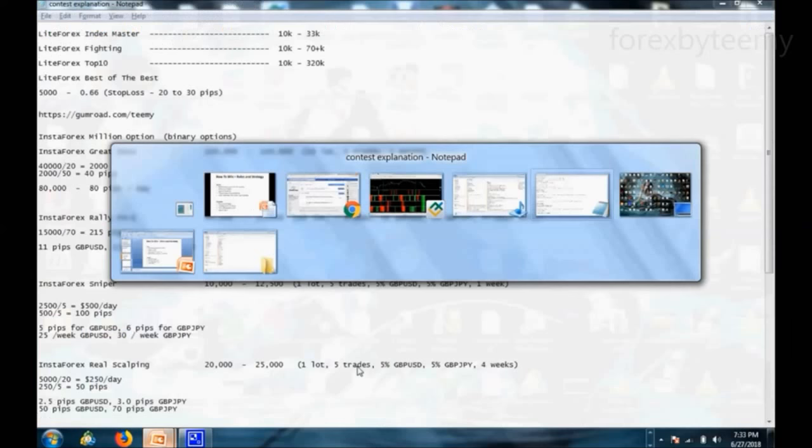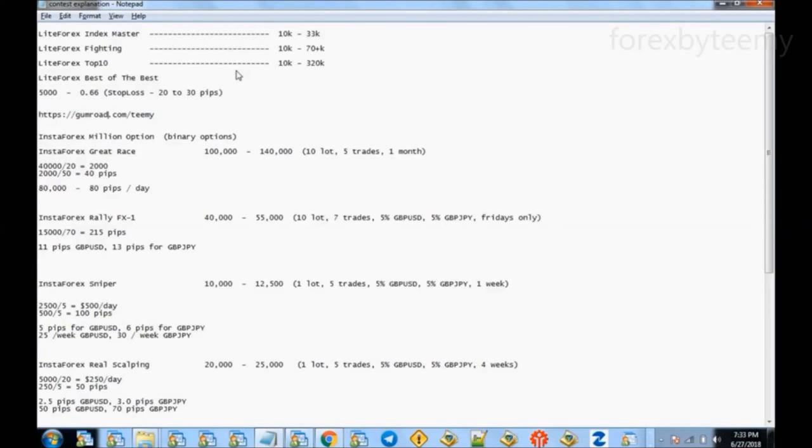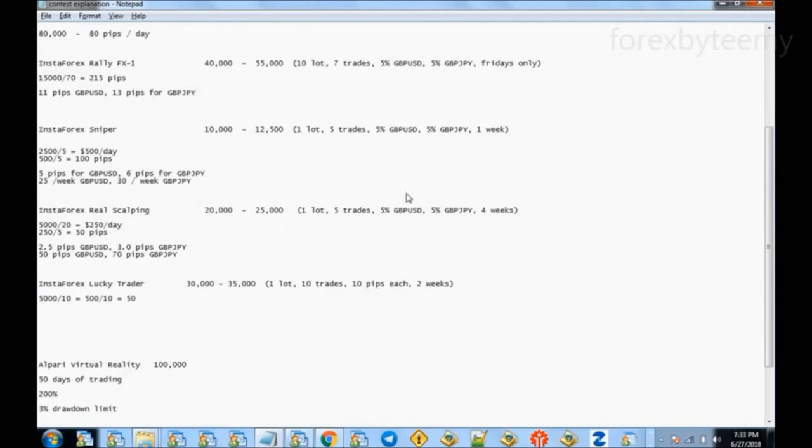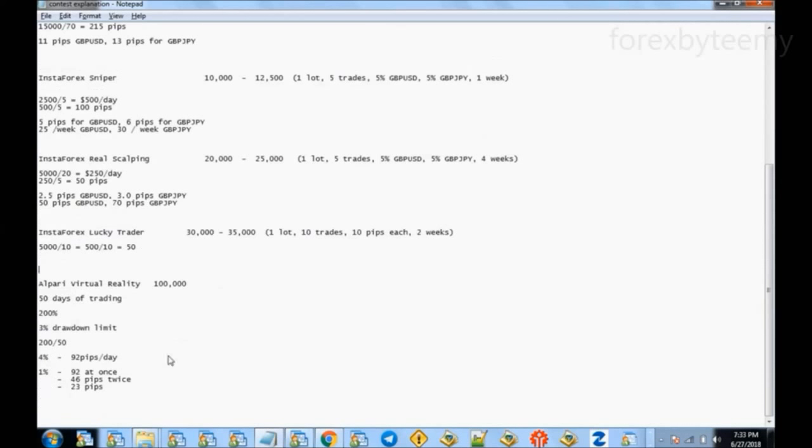Now this can only be done for a contest like the fighting or top 10 contest, where you just go ahead and win and get the highest balance. So this is how you go about it. You entered a contest. Remember, in demo contests, none of the brokerages allows you to have more than one account. You can only have one account in a brokerage.